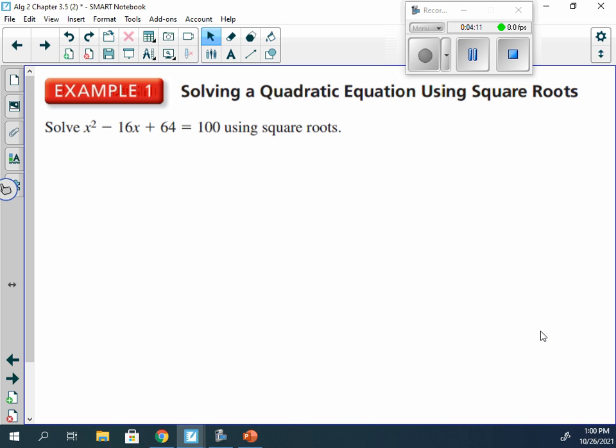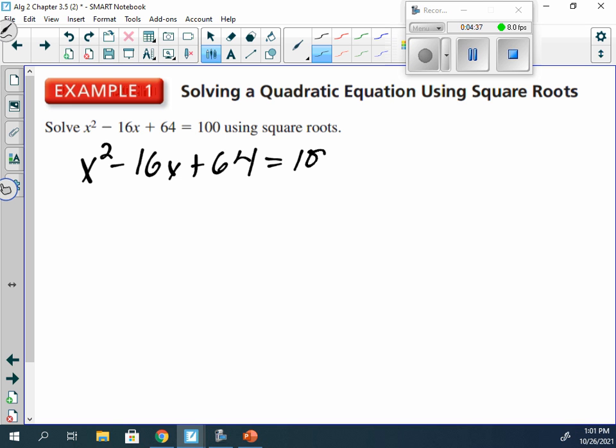Now, I want to solve this one again. But say we did not notice that this was a perfect square trinomial. So we're going to go through the steps of using completing the square. Now, when we look at this, x squared minus 16x plus 64 is equal to 100.